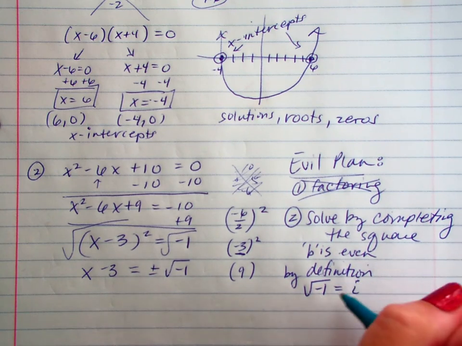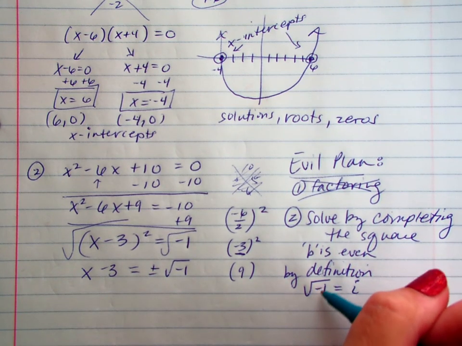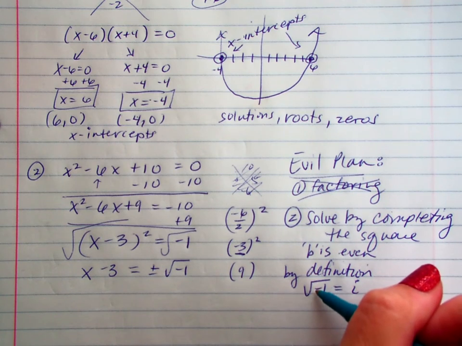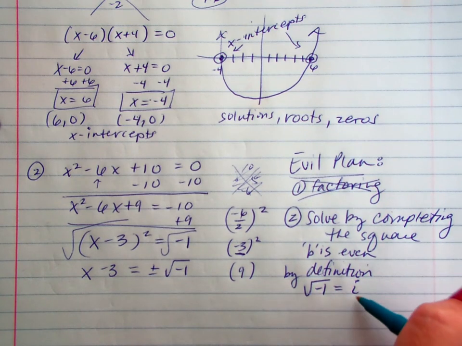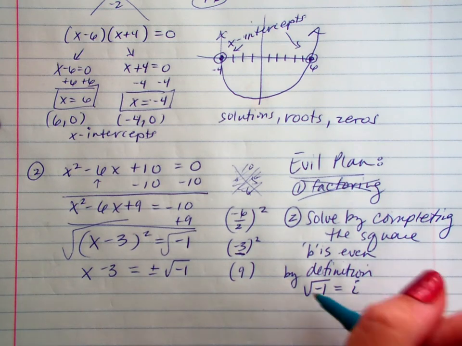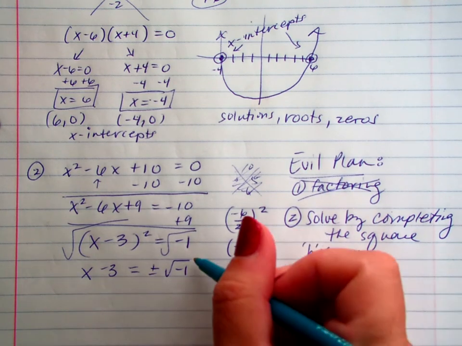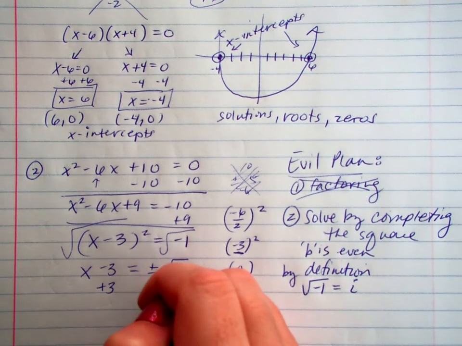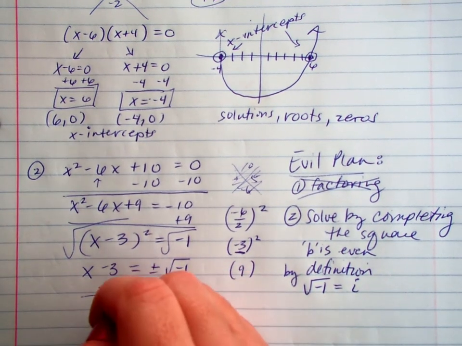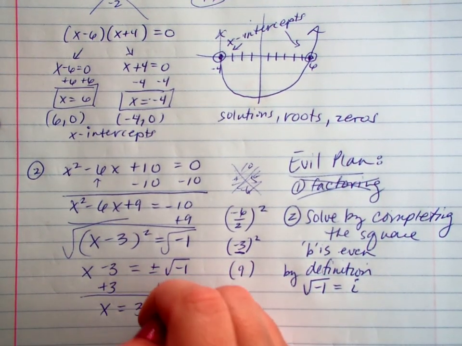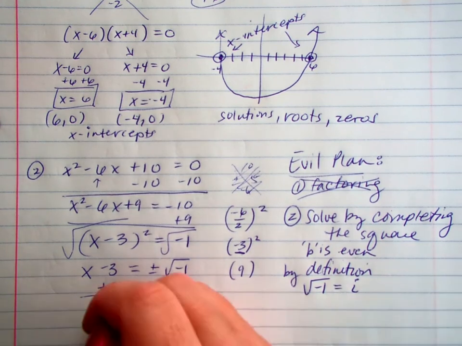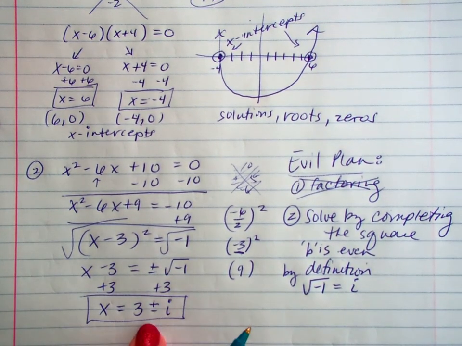It's an imaginary number because there's no real root that could give me a result of negative 1 under that radical sign. So we have the imaginary i to stand for this by definition. So giving this final answer, when I add 3 to both sides, it's going to be 3 plus or minus i as my final answer. What did I just find?